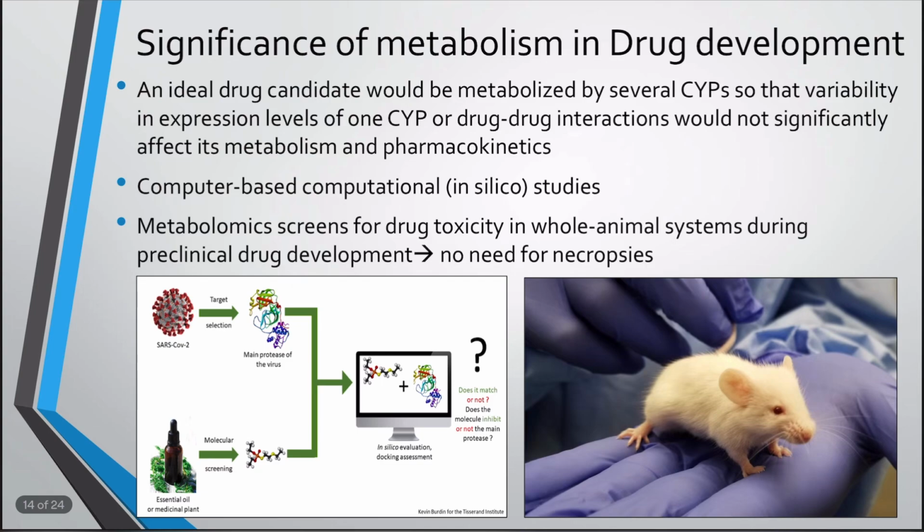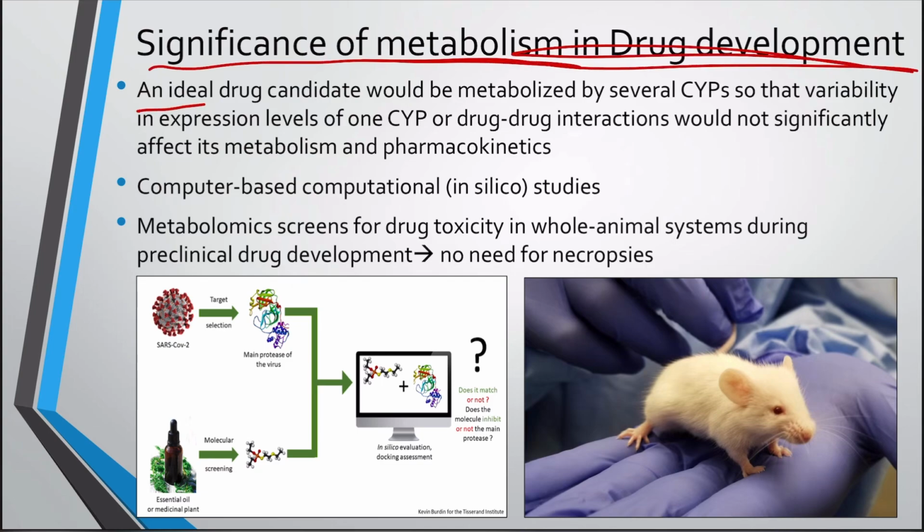Now coming to the significance of metabolism in drug development. An ideal drug candidate would be metabolized by several CYPs, and as a result it will have less drug interaction because it is metabolized by several CYPs. So even if one CYP is not functional in the human body, then it can be metabolized by the other CYPs. So we have several computer-based computational in silico studies which are responsible for developing drugs.